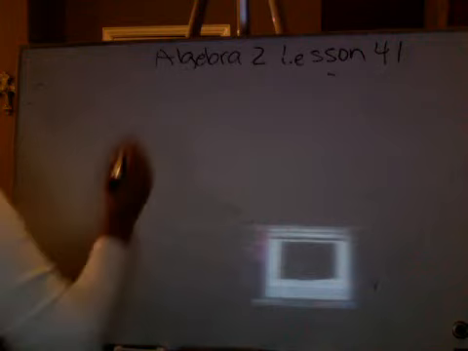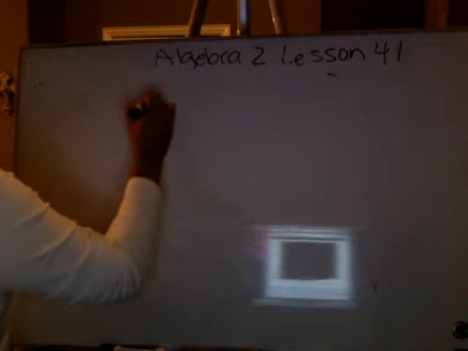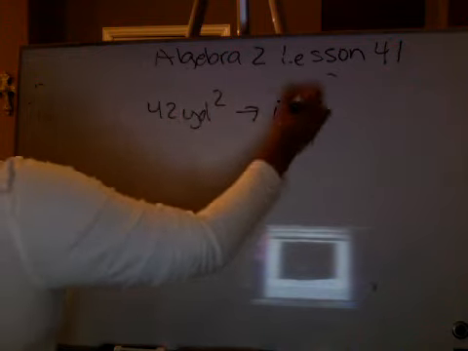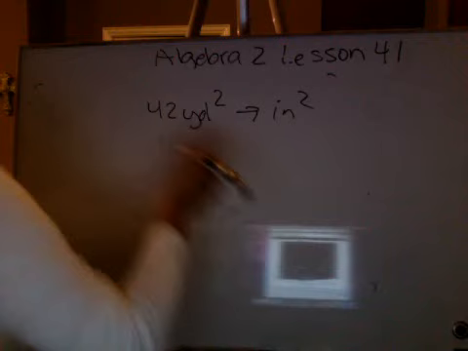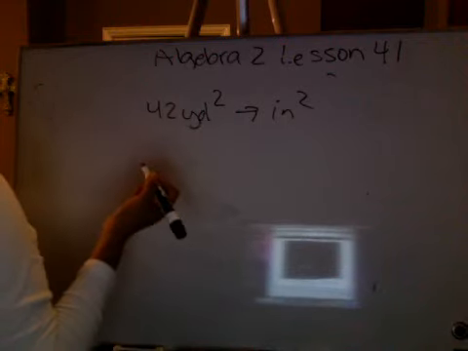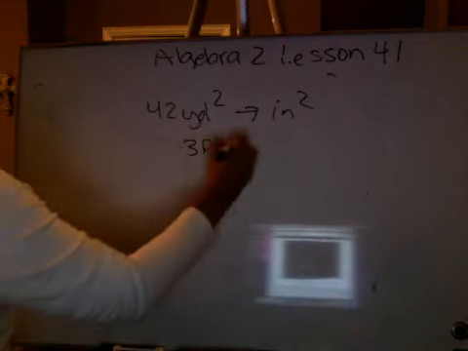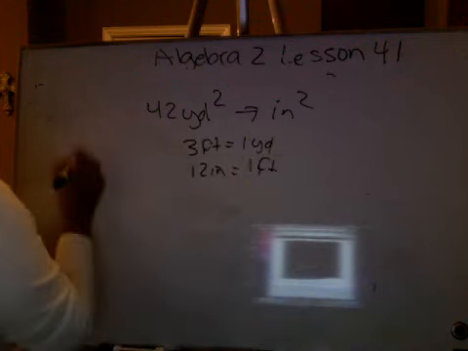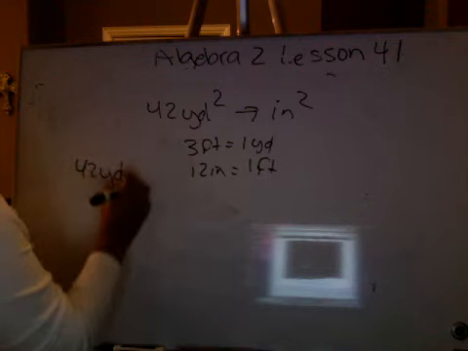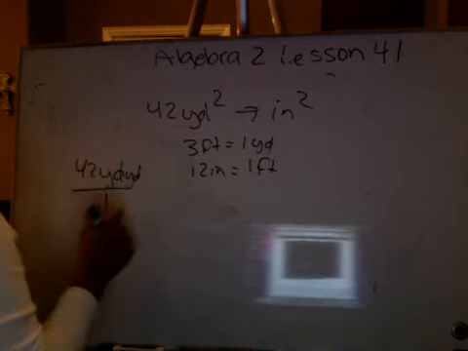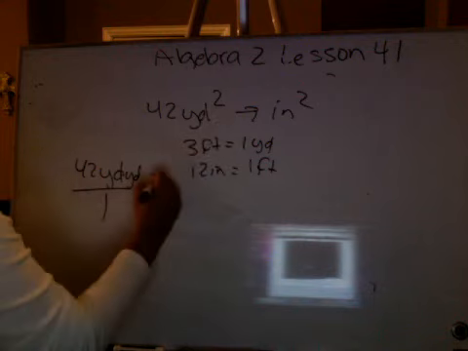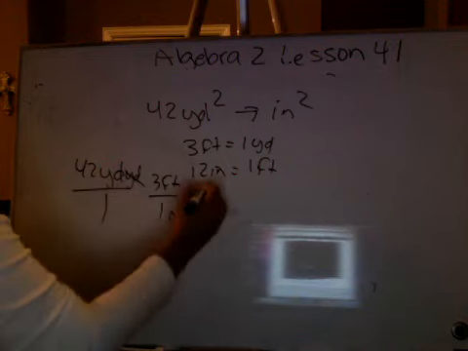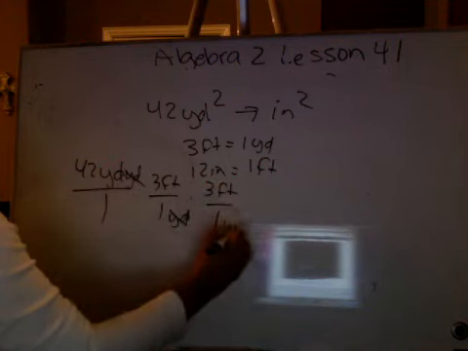So let's look at 41.3. Use unit multipliers to convert 42 square yards to square inches. Well, I know 3 feet equals 1 yard. I know 12 inches equals 1 foot. So if I have 42 yards, I'm going to multiply, I need one with yards, I need that at the bottom, so 3 feet over 1 yard. But that only takes care of 1, and I'm left with 3 feet and 1 yard.